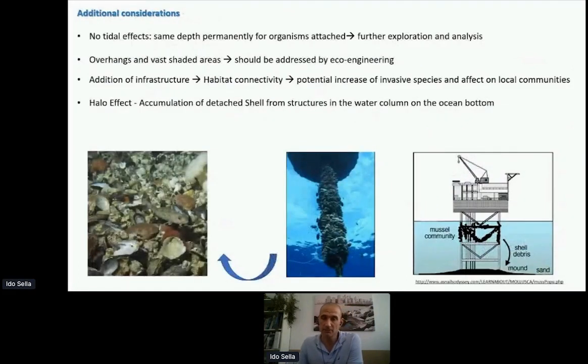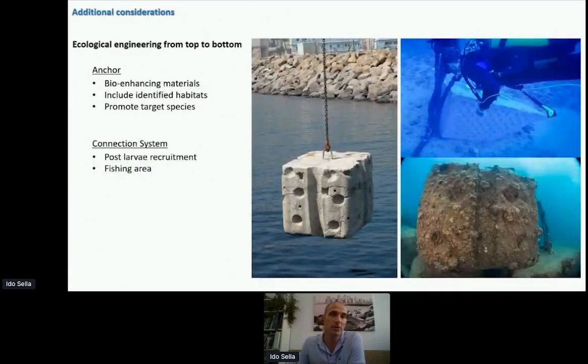There are other aspects that are very important to take into account when we deal with structures like that, for example, accumulation of debris under those structures, overhangs and shading area. And I think one of the important things is habitat connectivity. And I think I'm reaching my end, but I want to touch on one thing. A floating structure is also an anchor and a connection system, and those also need to be addressed. And we published a few papers on the subject.